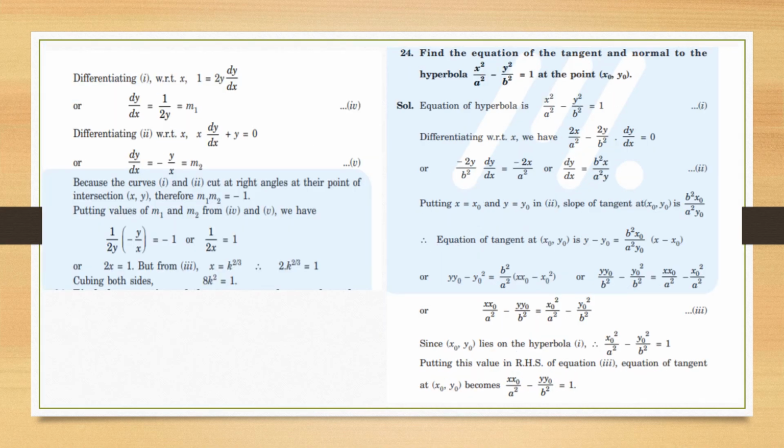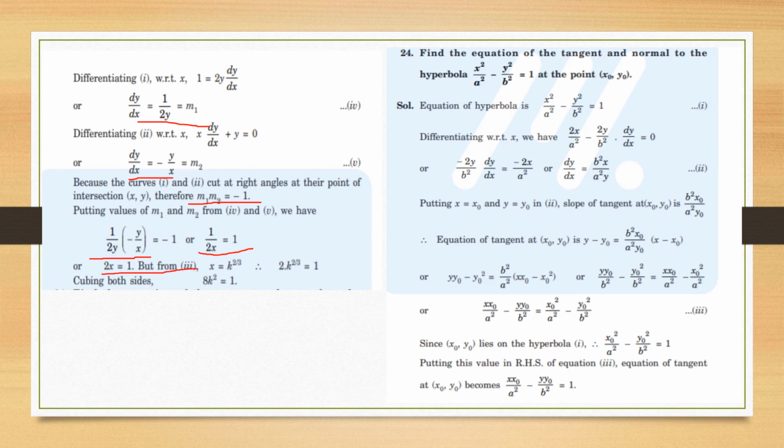Now differentiating my first one, I'll get dy by dx equal to 1 upon 2y, which is my slope m1, and the second equation I'll differentiate, so dy by dx is minus y upon x, which is m2. Now since both the curves cut at right angles, that means m1 into m2 is minus 1, product of slopes is minus 1, so it becomes 1 upon 2y times minus y upon x equal to minus 1. So that is 1 upon 2x equal to 1. 2x is equal to 1.